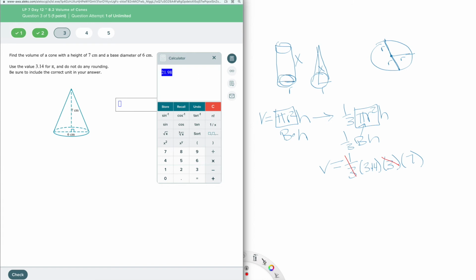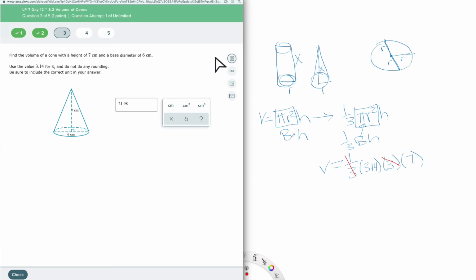So not a big deal on this one. Some calculators you can't type it in quite the same way, but using this calculator, it lets us do that. So this is the volume of this cone, 21.98. And we need to make sure to include our unit. Remember, this is a volume. That means 3-dimensional: length, width, and height. So I need to go cube. I need to see that little 3 there. That tells me I'm using 3 dimensions.